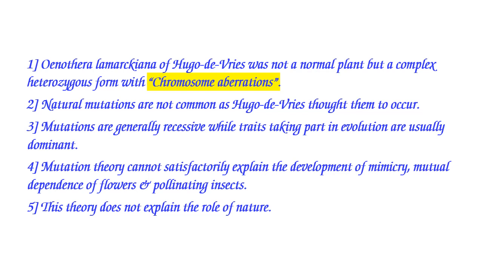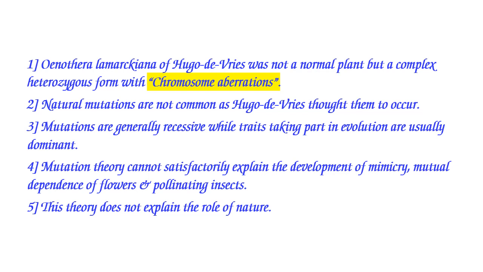And the second criticism: natural mutations are not as common as Hugo de Vries thought them to occur. Natural mutations are very rare. But as per Hugo de Vries, natural mutations are common. Third criticism: mutations are generally recessive, while characters taking part in evolution are usually dominant. So whatever mutations occurred, those mutations are recessive, that means they are not expressive. But the characters taking part in evolution are usually dominant.